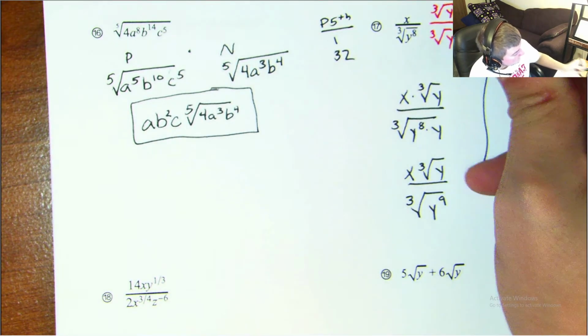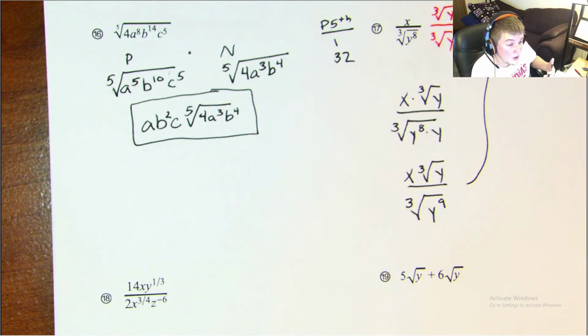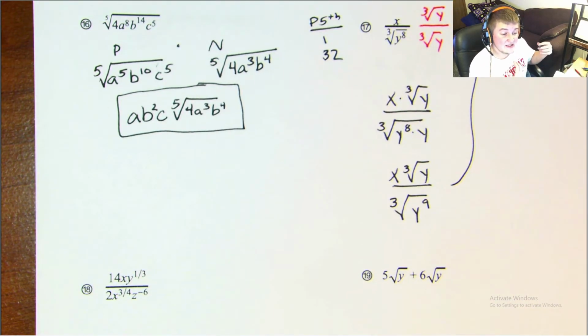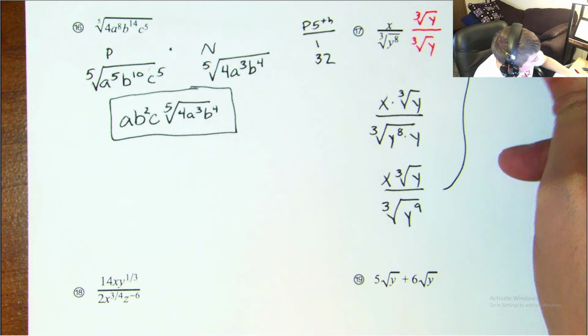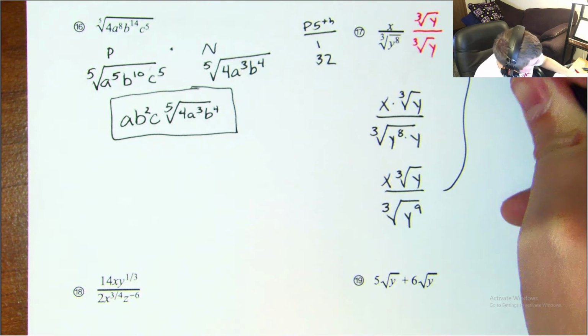All right. The cube root of y to the 9th is a perfect cube because 9 is a multiple of 3. So its root would just be y to the 3rd. So we would get this as x times the cube root of y divided by y to the 3rd.